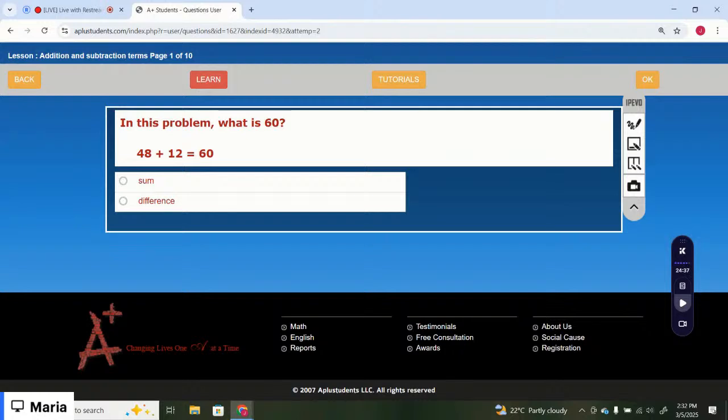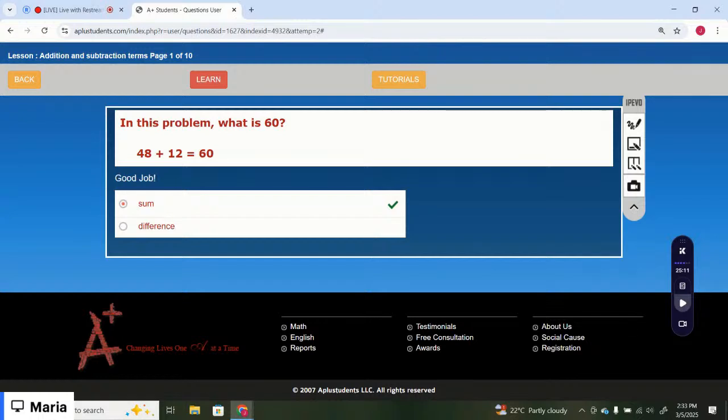In this problem, what is 60? 48 and 12 are adding, they make 60. So that means 60 is the sum of 48 and 12. Sum, option number one is the correct option.